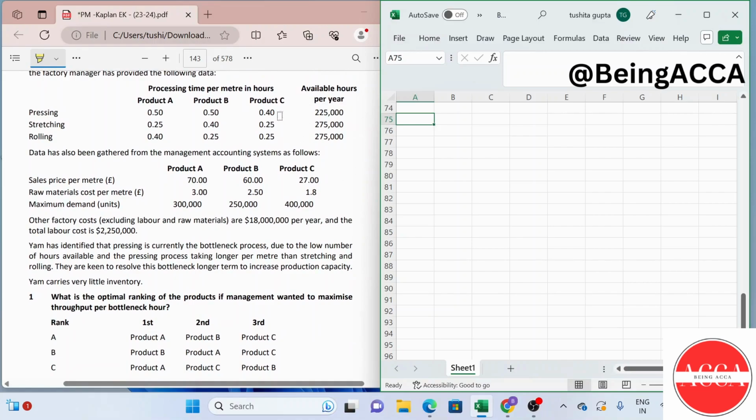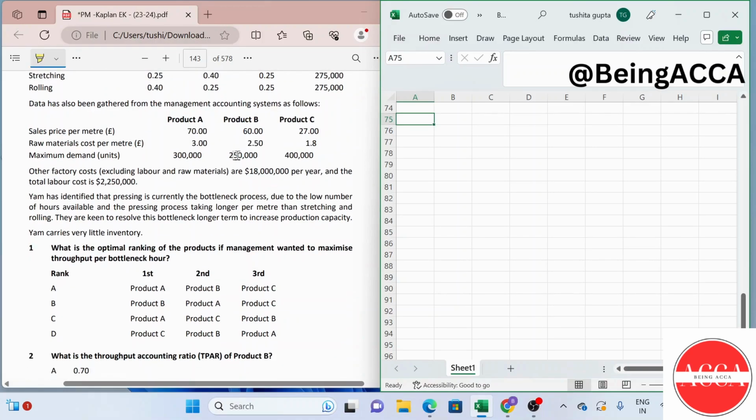So these are the available hours, these are the time that it takes to conduct these processes on each of these products. Then we have management accounting systems data, sales price, raw materials, maximum demand. Other factory costs are $18 million and total labor cost is $2.25 million.